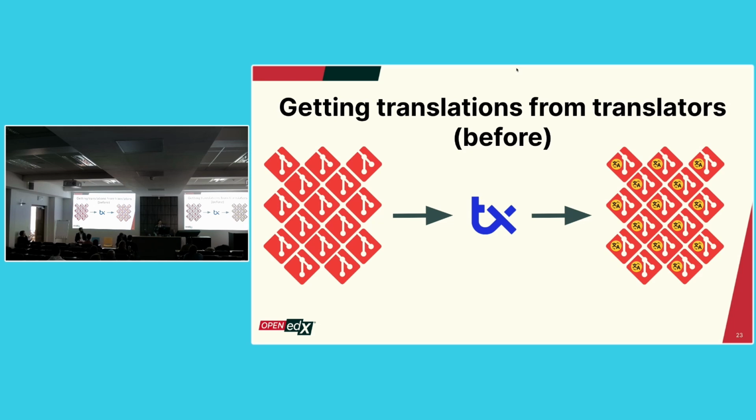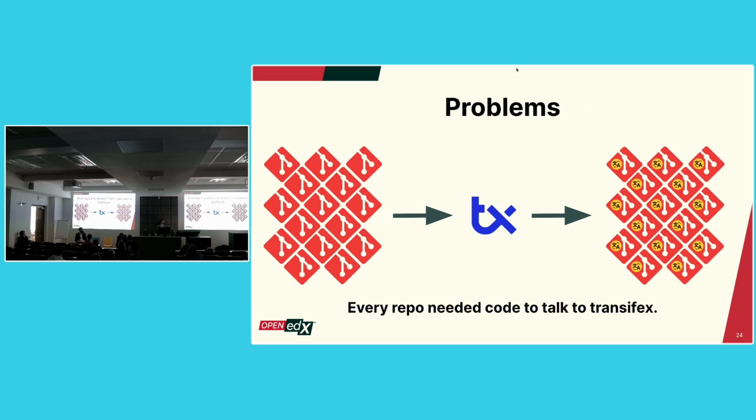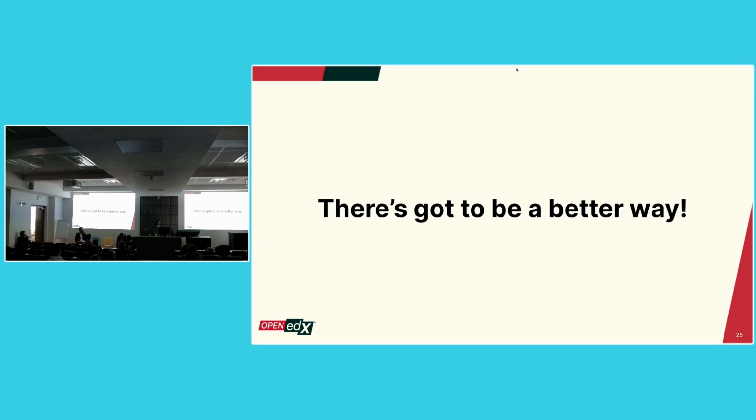Before, it looked like this. Every single repo would talk to Transifex, and then we would get those source strings, or we would get those translated strings back into all of those repos, which meant every repo needed code to talk to Transifex. And that is not ideal. And so there has to be a better way to handle this.